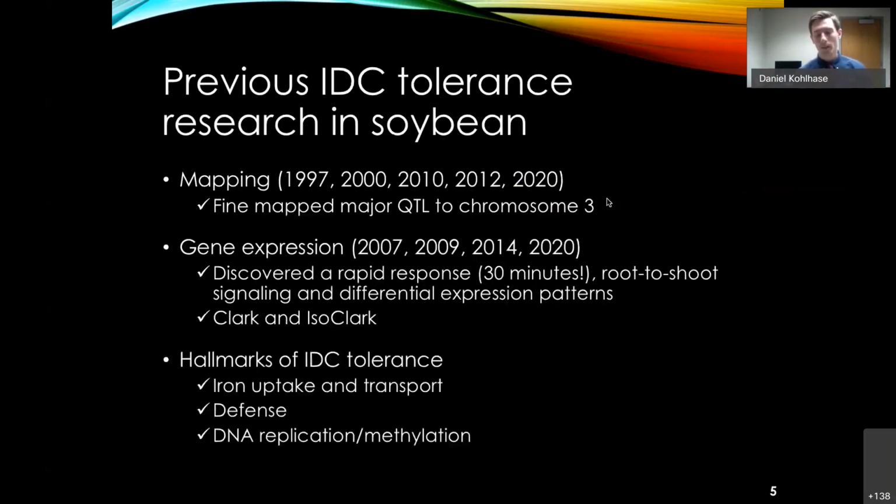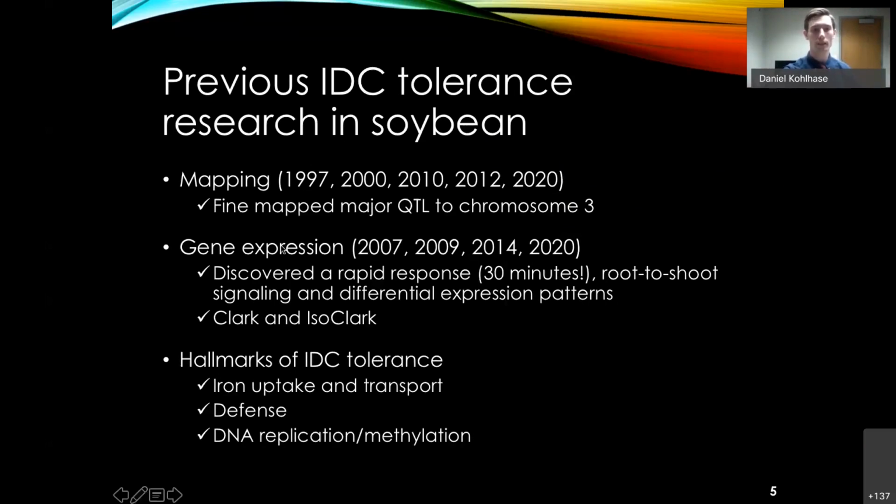So there have been 30 plus years of IDC research in soybean now. And what I want to highlight for you today from all this research are mapping studies and gene expression studies. For mapping studies, there have been multiple studies that find associations across the genome. And specifically what I want to highlight is a major QTL that has been identified on chromosome 3. And this has been validated multiple times over.